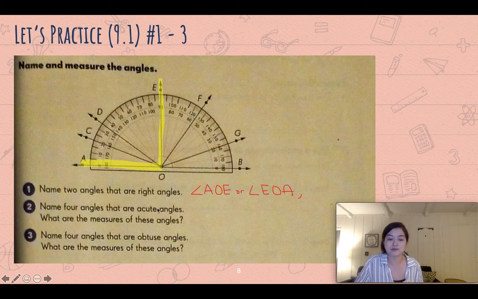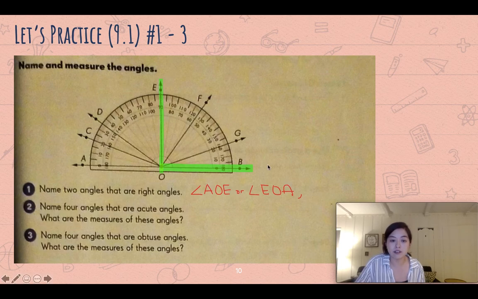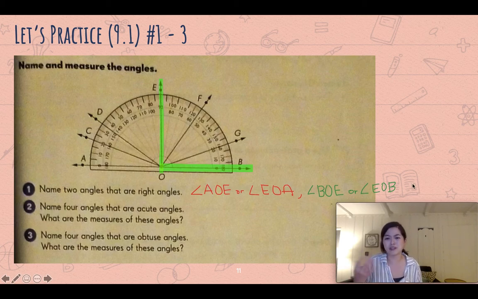Okay, and another right angle that I see is right here. And I'm going to use my inner scale here. So from 0 all the way to 90 right here. So there's two ways to also write that: angle BOE or angle EOB. So this is one angle, but there's two ways to write it. This is another angle, and there's two ways to write it. I just chose these two ways to show you that there's more than one option to write it.